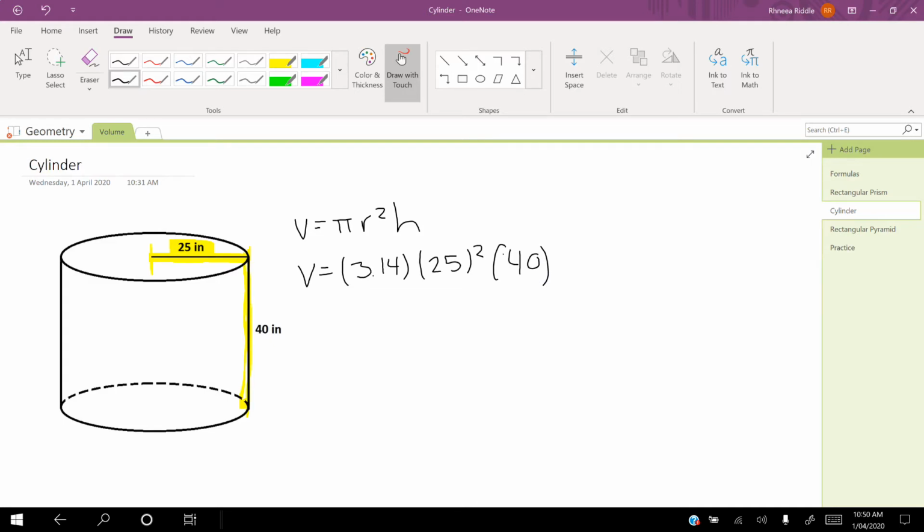So we can go ahead and multiply those out, but let's start with the easiest step first, or the most important, which is squaring that 25, which is going to get 625.